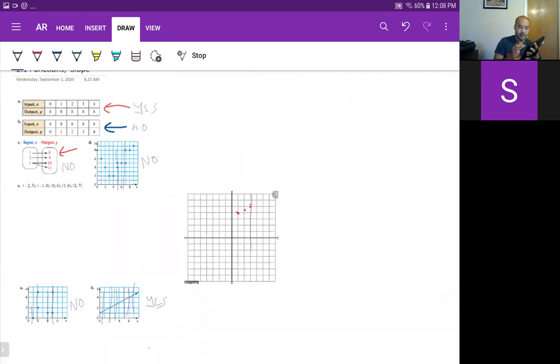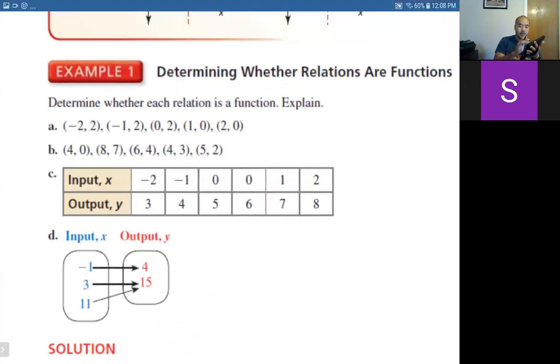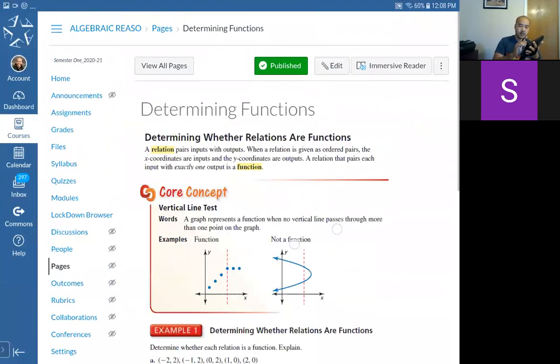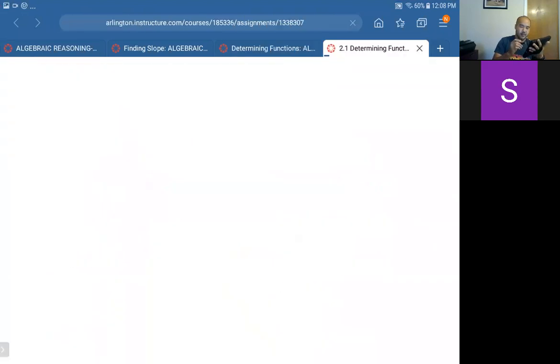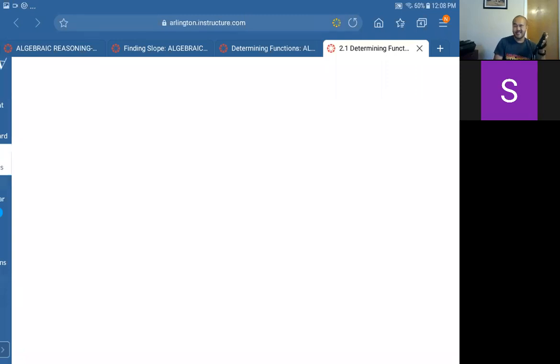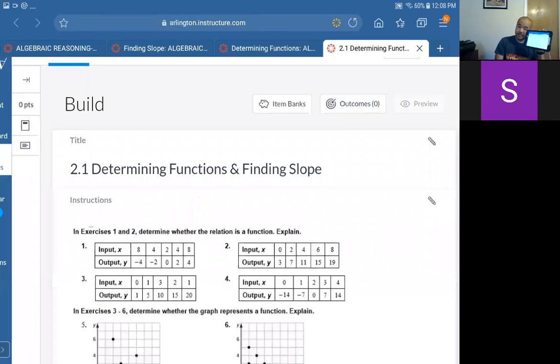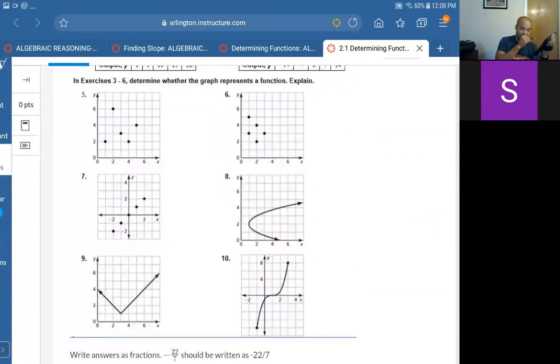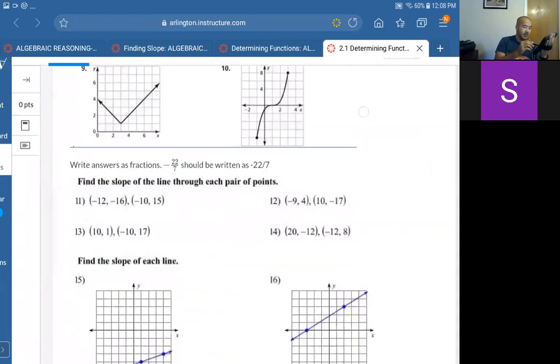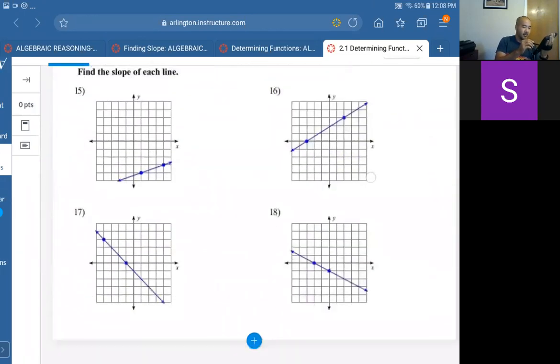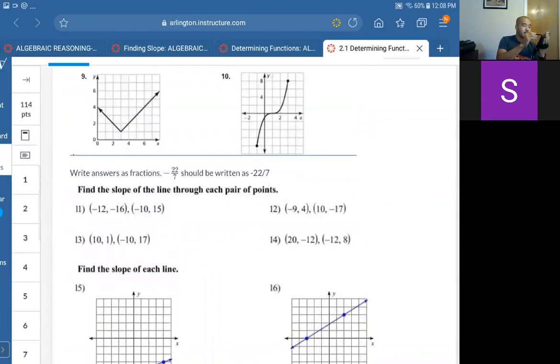The next part of what we're doing is, so the first, what is it? 10, I think it's 10 questions. These videos get longer when I have to wait for things to load. So here's your assignment. Looks like the first 10 questions are just determining if it's a function. And then these last 8 are finding slope. So let's look at finding slope.